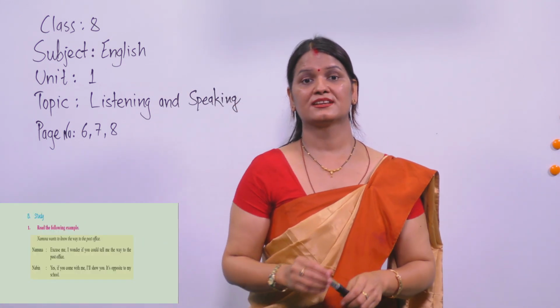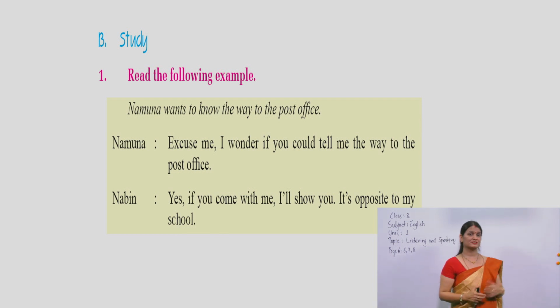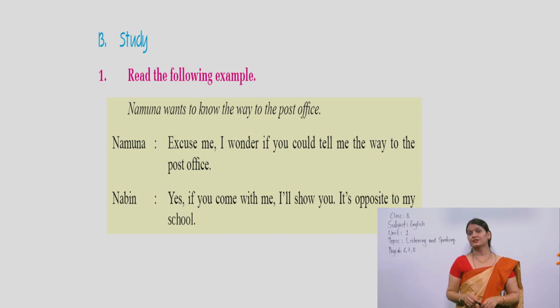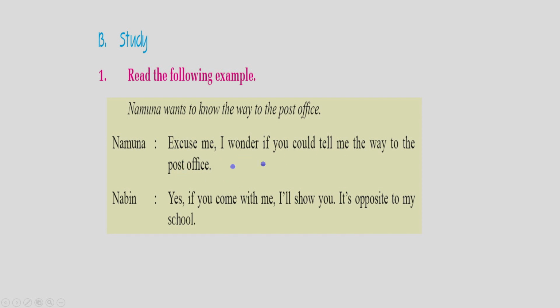Okay, now here is one example. Read the following example and you have to form a similar dialogue. Namuna wants to know the way to the post office. Namuna is asking in this way: excuse me, I wonder if you could tell me the way to the post office. Then Naveen is answering: yes, if you come with me, I will show you. It is just opposite my school. Okay, in this way we can answer, and in this way we can ask the question.